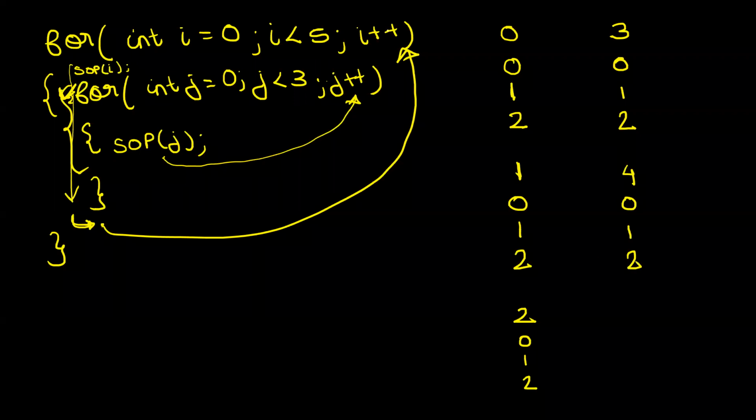Then the value of i will become 5. 5 less than 5 is false. So I will no longer enter into this loop. And when I don't enter into this loop, I come outside here. No lines of code written. Done.